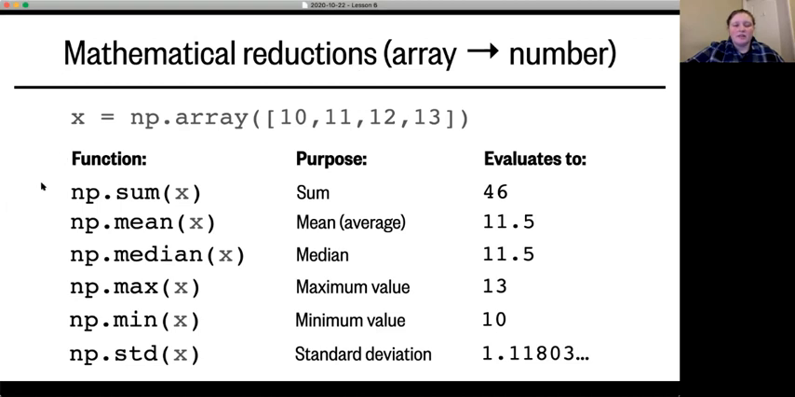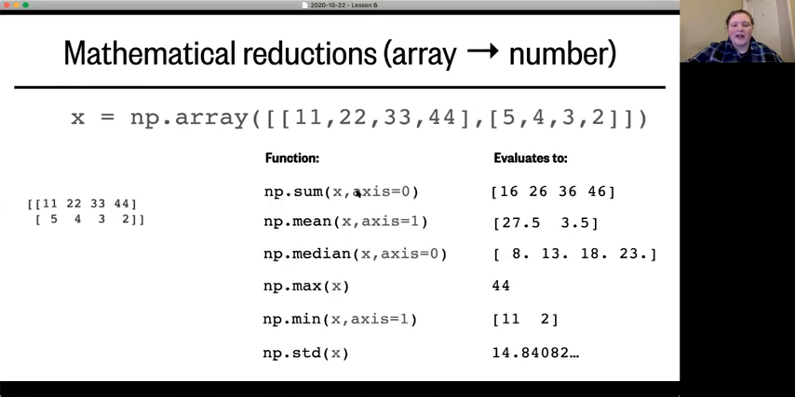Just like in one-dimensional arrays, you can have mathematical reductions. That's using these NumPy functions sum, mean, median, max, min, and standard deviation in order to get just one number to describe our arrays. You can do the same thing with multidimensional arrays as you can with one-dimensional arrays, but a lot of times you're going to have to add an extra argument here of an axis, right? So it's going to tell you what axis you're going to be doing this function on.